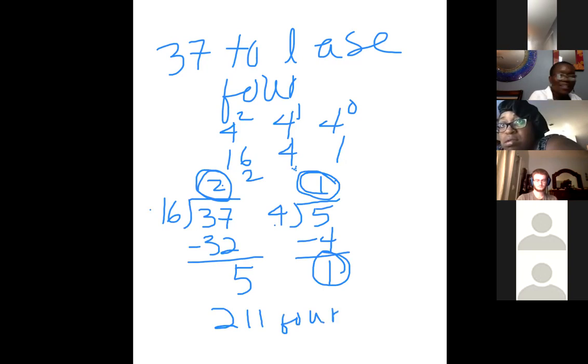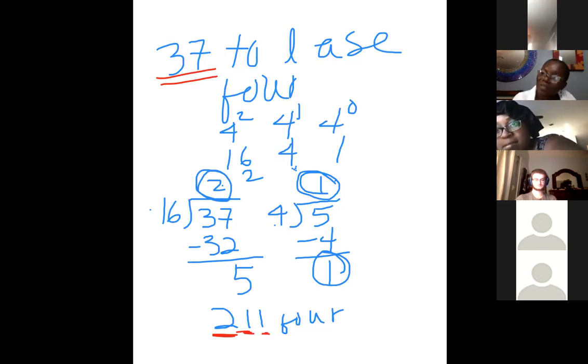And all this is telling you is this. To create the number 37, we're going to need 2 16s. 2 16s is 32. We need a 4. 32 plus 4 is 36. We need a 1. 36 plus 1 gives you 37. Does that make sense?